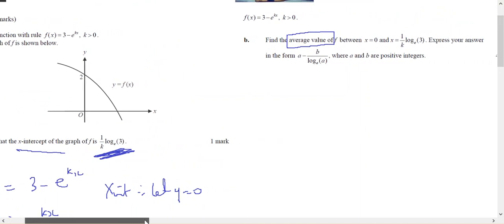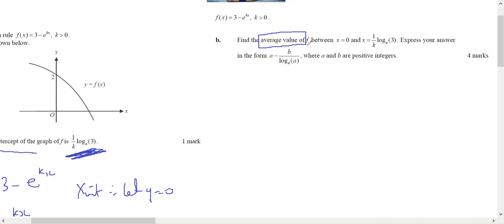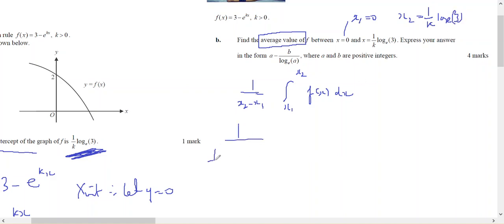Okay, the second part of the question, we're going to find the average value of f, and we have a rule for the average value of f, and that is 1 on top of x2 minus x1, integral x1 to x2 of f of x dx. That's the rule for average value. So in this particular case, x1 is 0 and x2 is 1 on k log base e of 3. So 1 on k log base e of 3 minus 0, integral from 0 to 1 on k log base e of 3, and I've got 3 minus e to the kx dx.